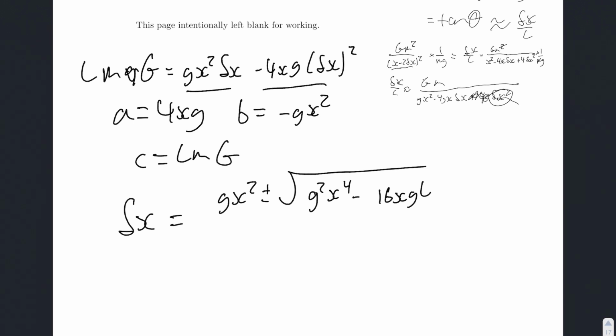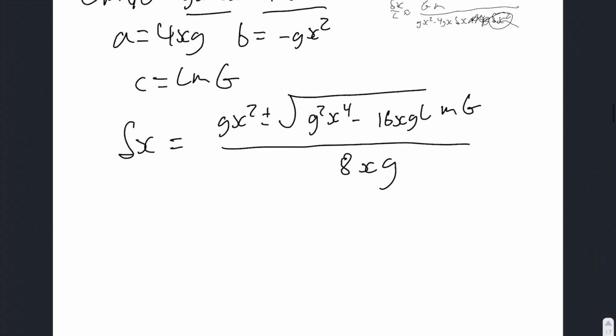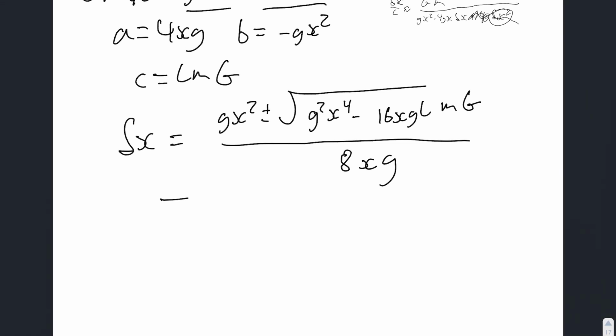which is 16xg lmg, all over 2a, which is 8xg. So we can split this off into these two terms here because this term can split off. So we know that the g cancels, one of the x's cancel, so we just get x over 8, which is a good sign. That's what was in our original formula.